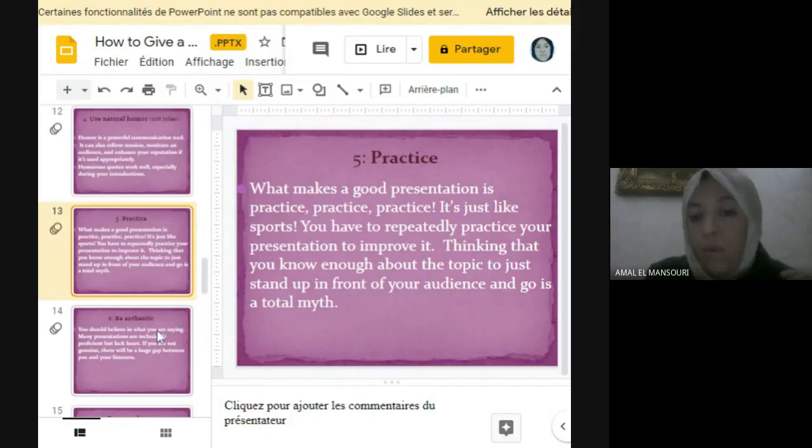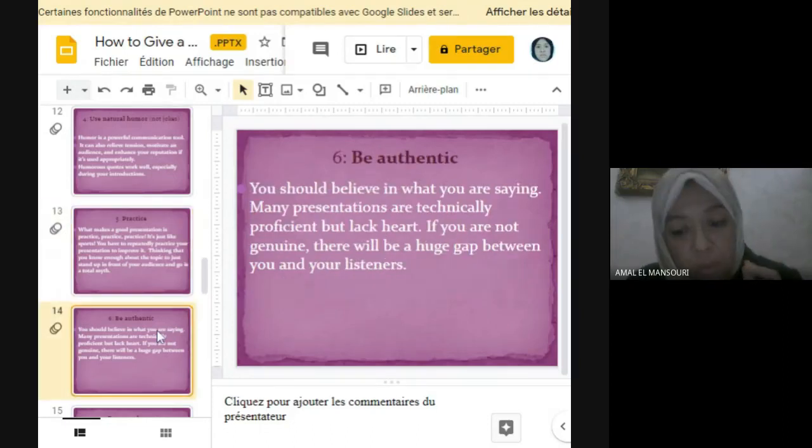And of course, you can fix any problem at home before presenting. So these are the main objectives of practicing.